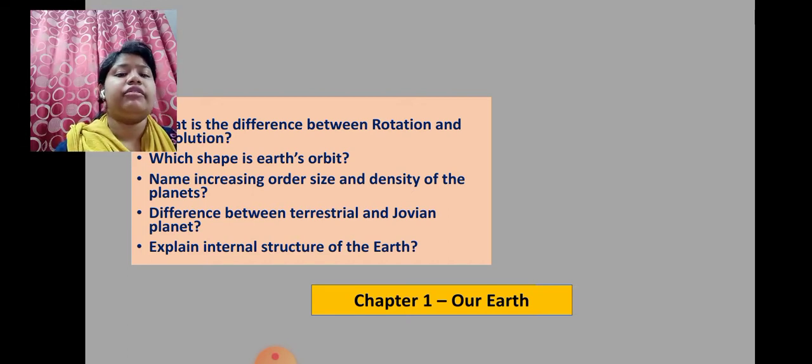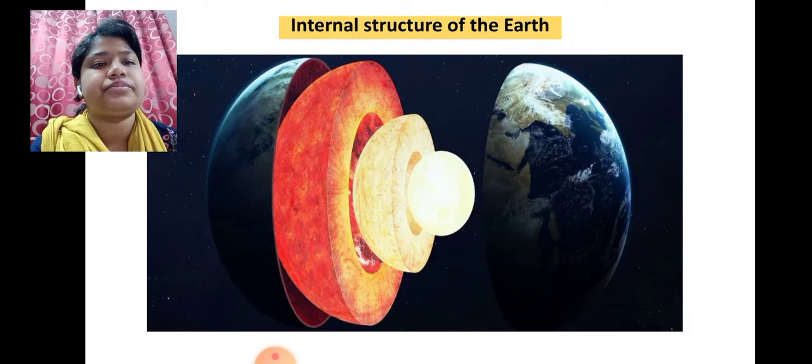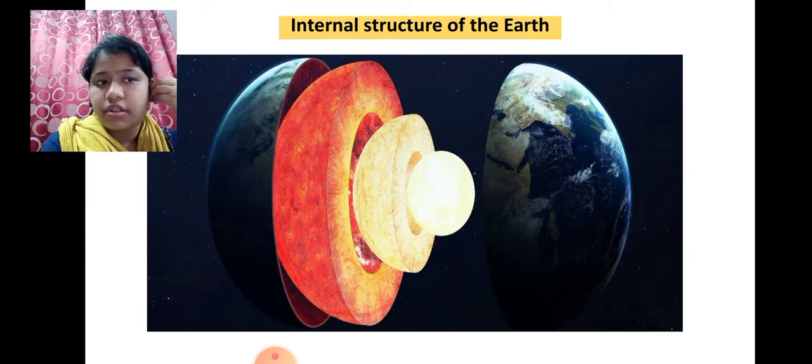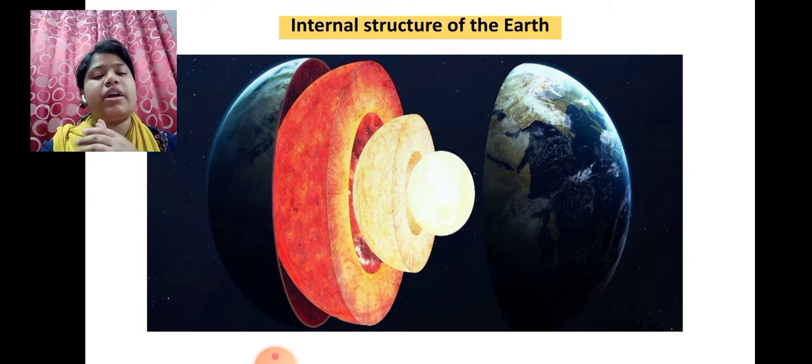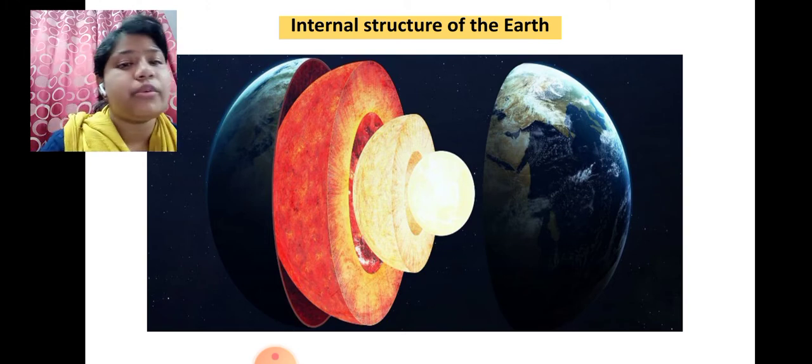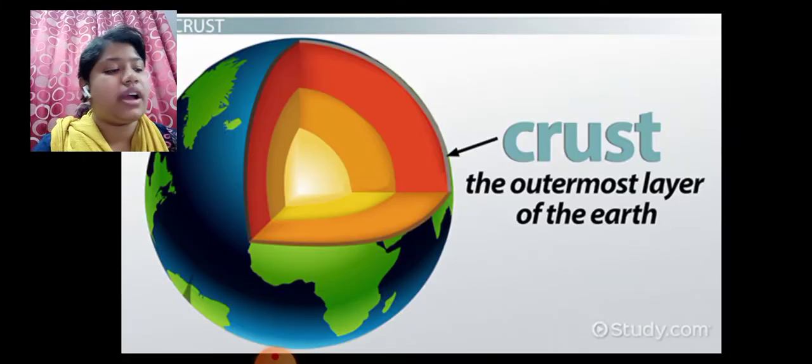Next, we were discussing the internal structure of the Earth, and we will continue with it in detail today. As you can see in the picture, from the left side, the first part is the crust, the second part is the mantle, the third part is the outer core, and the fourth part is the inner core. We will be studying these in detail now.